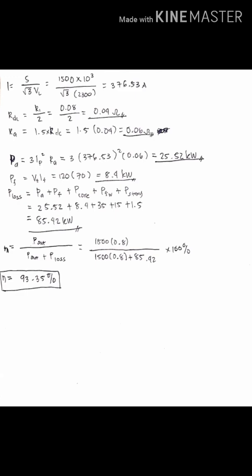Then, find the efficiency. Efficiency is equal to P out over P out plus P loss. So, 1,500 times 0.8, which is the power out, over 1,500 times 0.8 plus 85.42, times 100%. Our efficiency now is 93.35%.